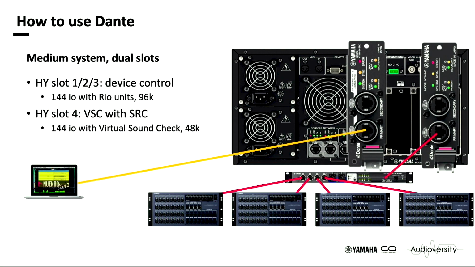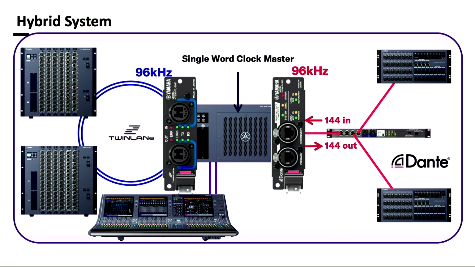Now, if you want to combine TWINLANE and Dante, then you can create a hybrid system, just like this. If you're happy with Dante to run at 96 kilohertz, then have your DSP engine as the word clock master. That will be the master for TWINLANE, and it can be the master for Dante. So make sure the Dante HY144D card is your preferred master in the Dante network. Then they will share clocking at 96 kilohertz, and you can link with RIO units and RPIO units.